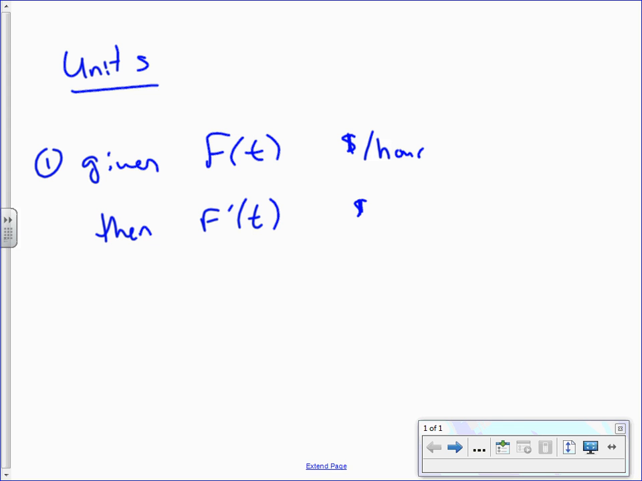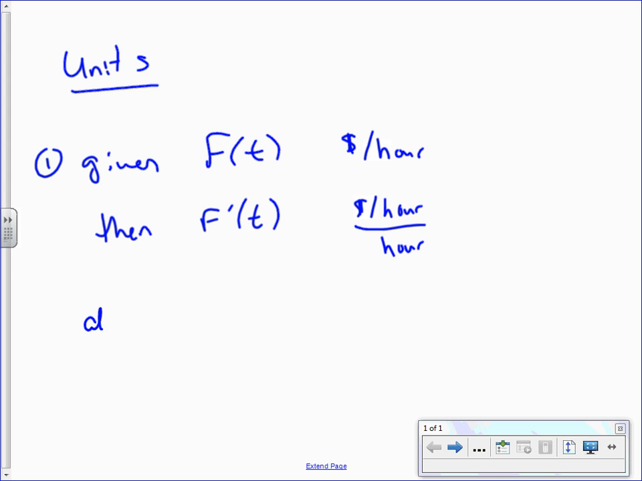It will be the units of f per hour again. And it is also correct if you said dollars per hour squared, but this is a little more intuitive. Dollars per hour every hour. This tells you how the dollars per hour are changing. So maybe at hour 1, you're earning $5 an hour, and maybe at hour 2, you're earning $7 an hour. So your dollars per hour are changing, all right?